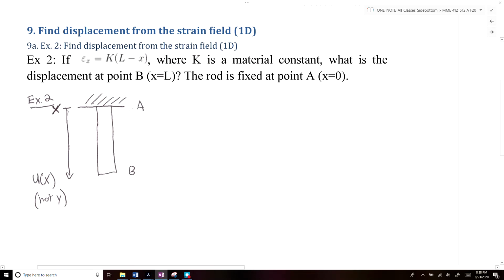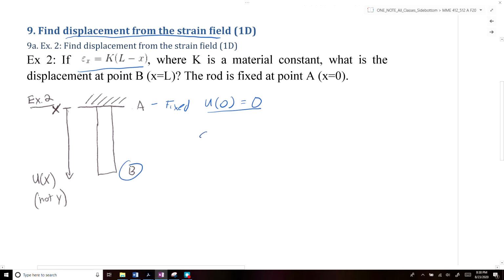In this example, we're asked to find the displacement if we have a known strain field. In this example problem, we have a rod that is fixed at point A. That means there's no displacement at point A. So we can say that u at point A, where x is equal to 0, would be equal to 0. We're given the strain as a function of x, and we want to know the displacement at point B.